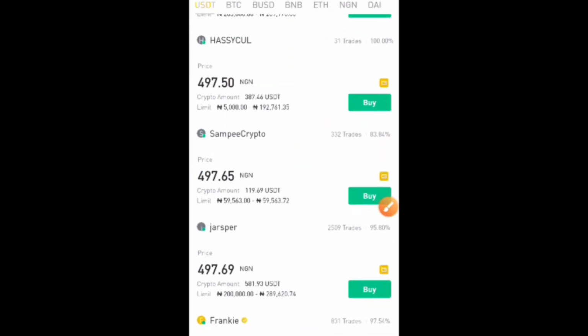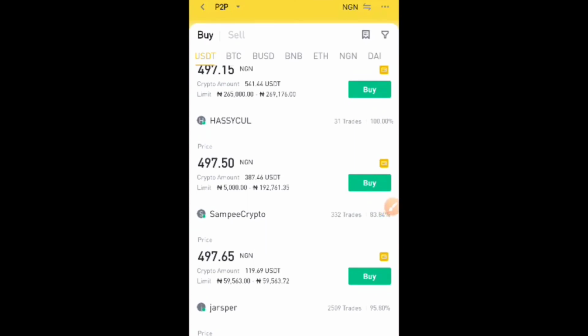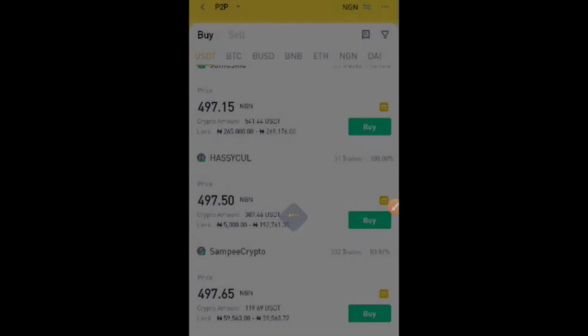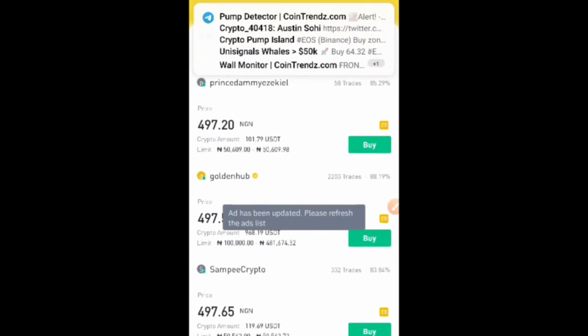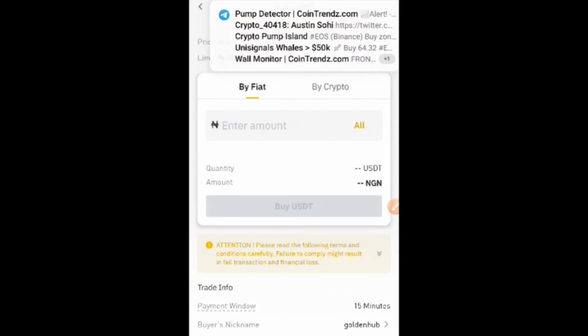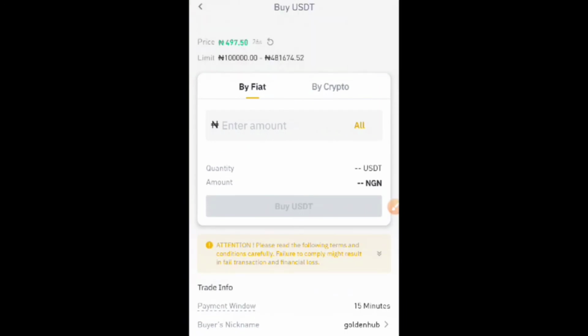Then you check for the one that's within your range. This person's minimum is 5,000 naira, and the person has only this quantity remaining, 387 USDT remaining. So you can click on buy. That's refreshed. Okay, let's refresh. So we click on buy, and then of course you are paying by fiat.